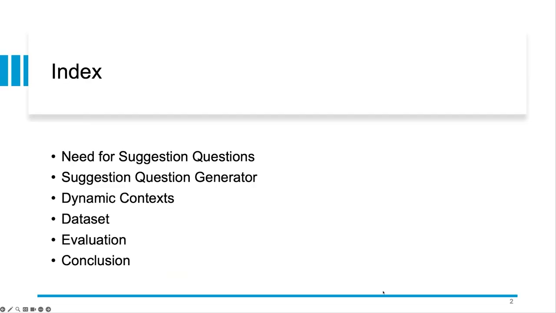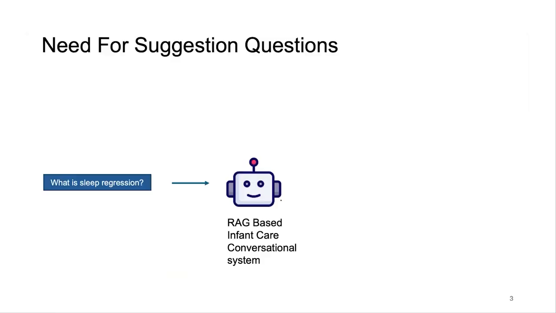This is the index. I'll go through them one by one. First, the question arises: why do we need suggestion questions?